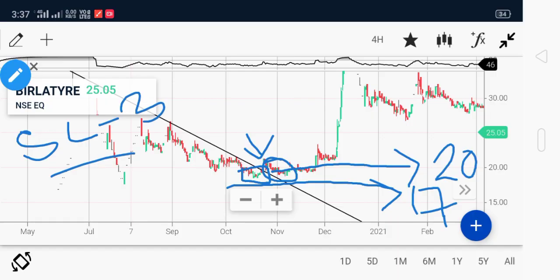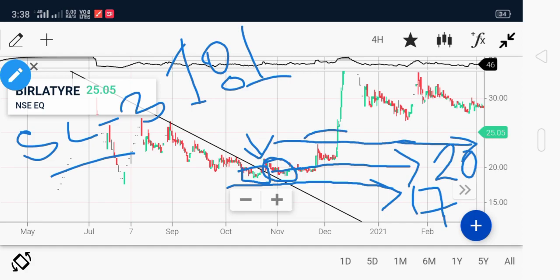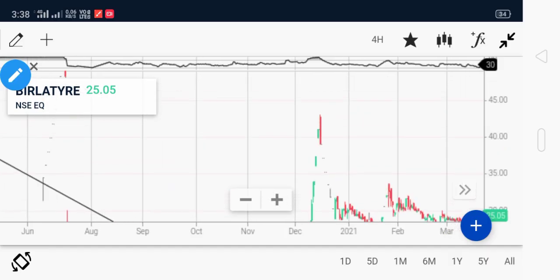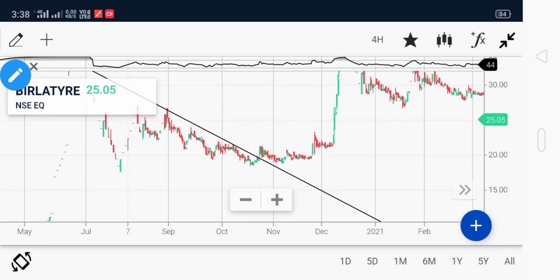Where do we keep our target? 1:1 profits. Okay, 1:1. So what will be our target? 21, 22, 23 rupees. Where is 23 rupees? Right here. And our target got hit, as all you could see. And if you would have trailed your stop loss, you would have been able to capture even more profits. Some place here till 40, almost your money would have been doubled. This is the power of my setup, guys.